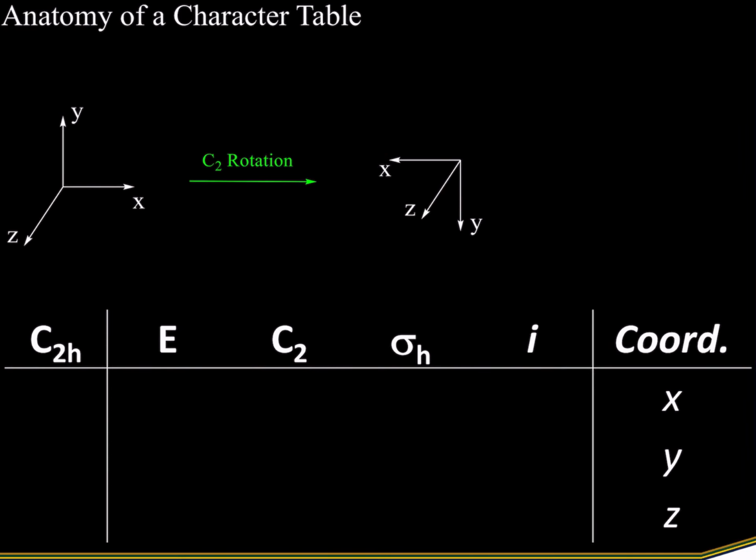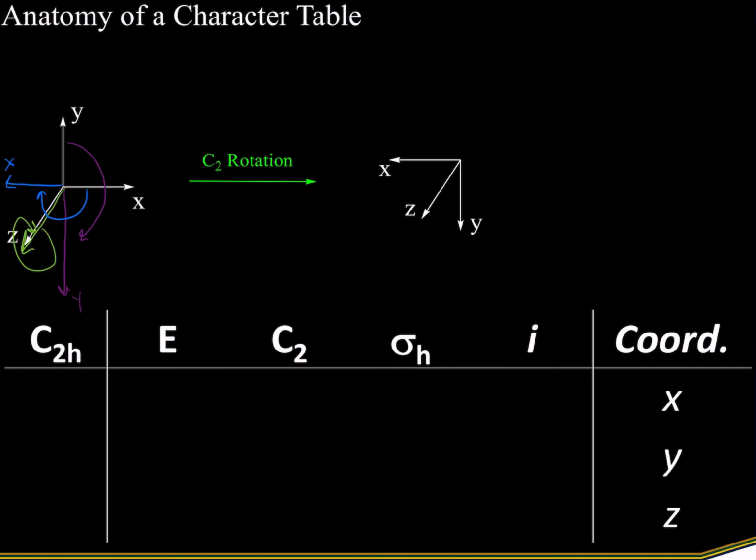When we look at what happens for a C2 rotation, this is rotating about our z-axis. What happens for our C2 is that our z-axis remains unchanged. Our y-axis moves 180 degrees to be pointed down here. This is where our y-axis ends up. And if we look at what happens to our x-axis, our x-axis also rotates 180 degrees and ends up pointed in the opposite direction.